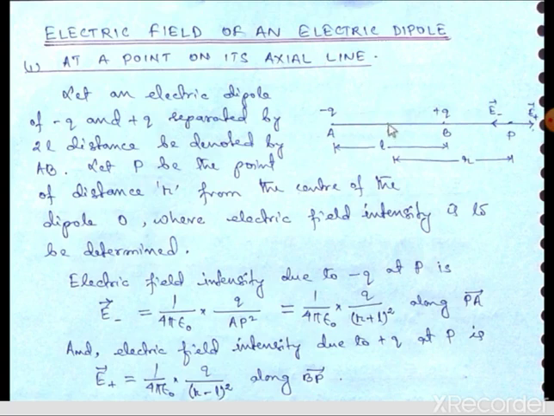So the first one is what? To find electric field at a point on its axial line. That is the first one. So let's take an electric dipole, okay? Minus q, plus q represented by AB, of whose center or the middle point of the dipole is at O.